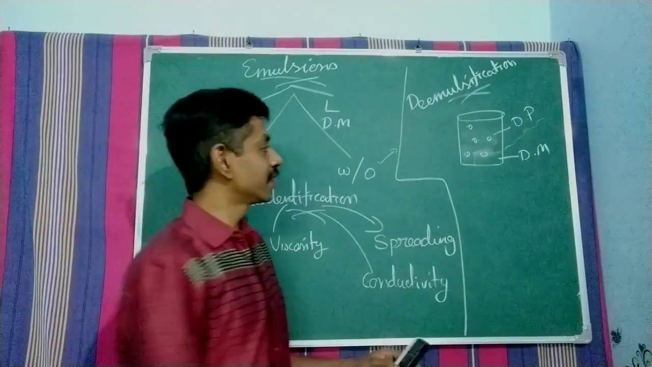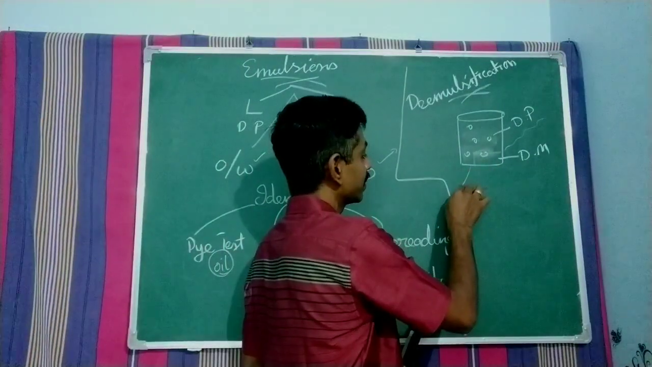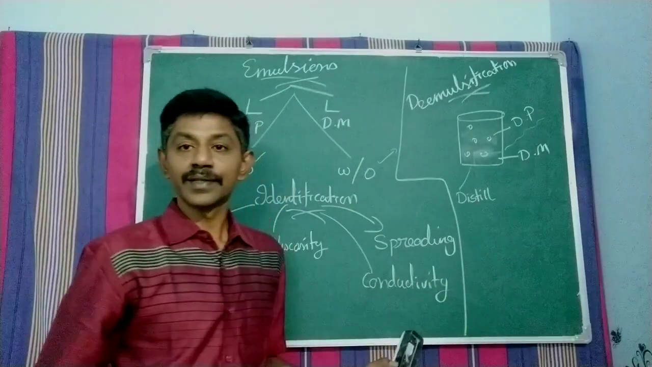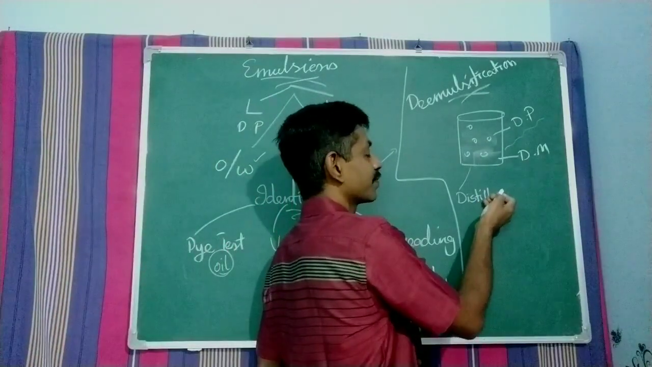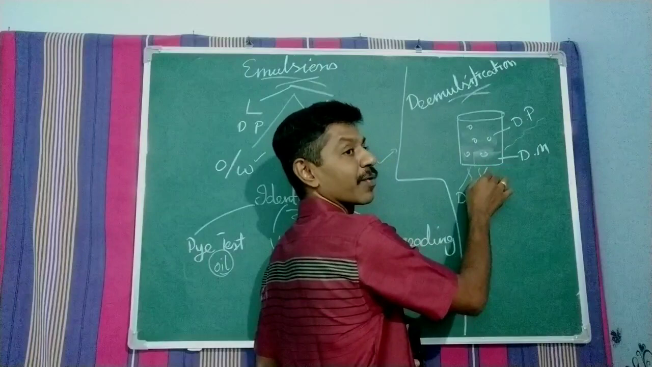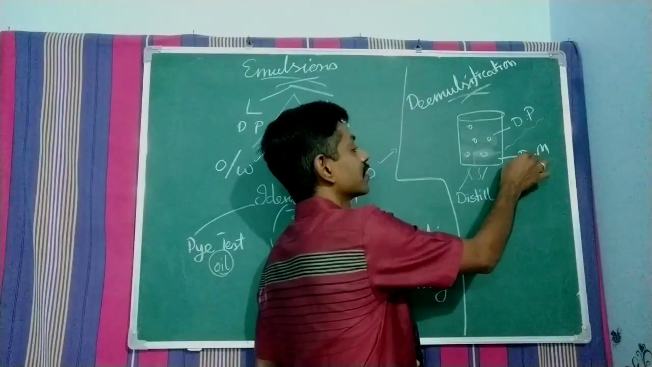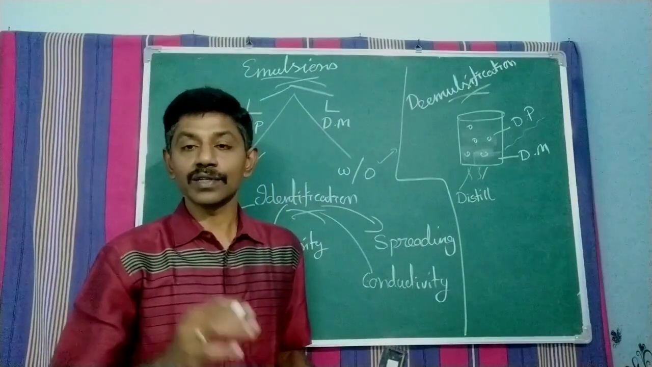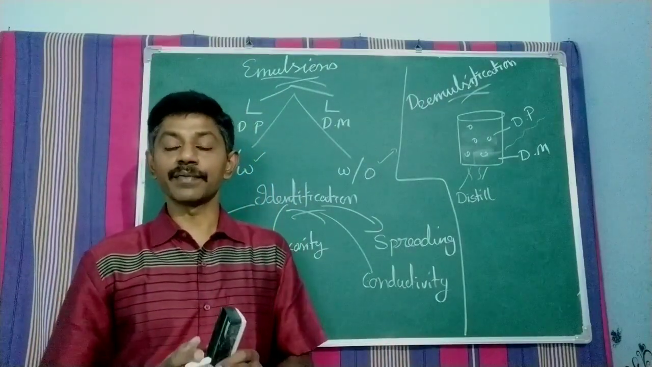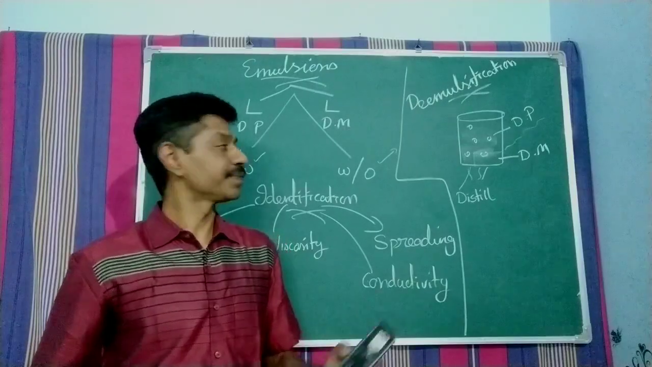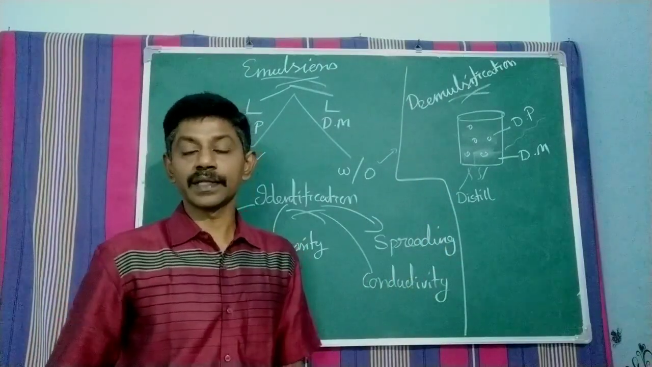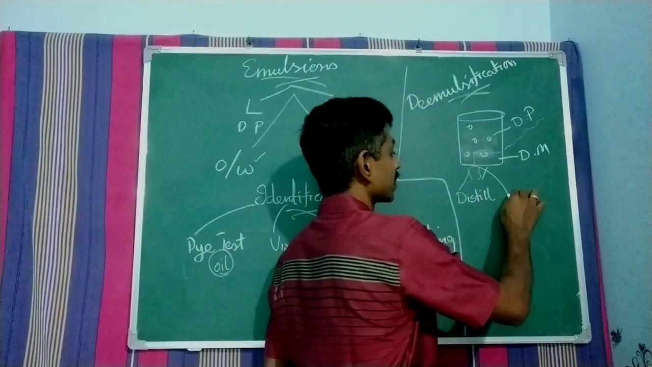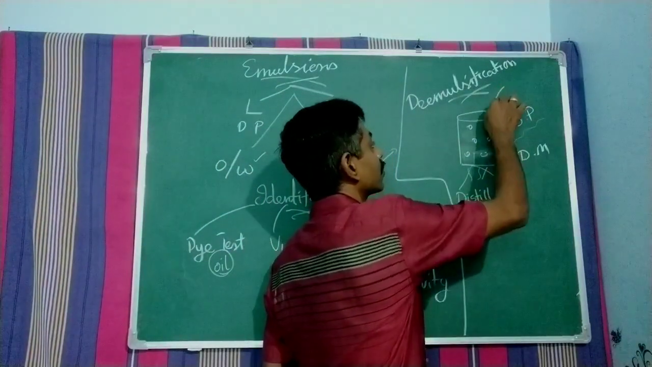How do they do it? First method, they will heat it and they call it a distillation process. While distilling, if you are supplying a large amount of heat from the bottom, then the dispersion medium will absorb the heat energy and evaporate. Thereby the concentration of dispersion medium will be reduced and the emulsion will break. And the next process, by adding an electrolyte.